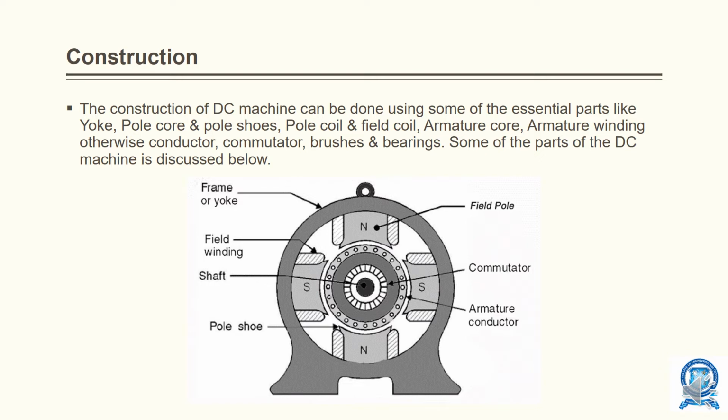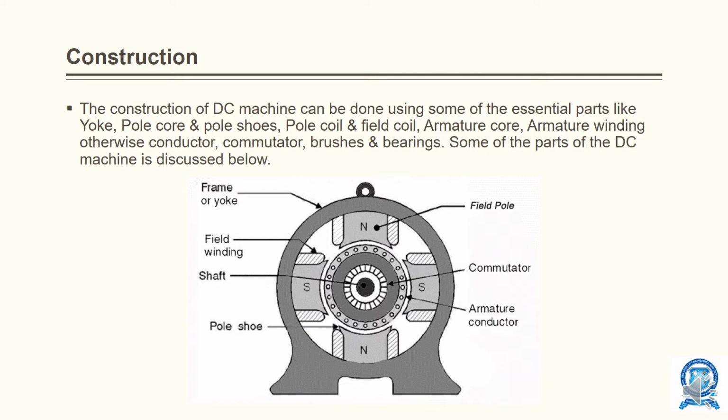The construction of a DC machine is done using essential parts like yoke, pole core and pole shoes, pole coil and field coil, armature core and armature winding, otherwise called the conductor, commutator, brushes and bearings. Some of the parts of a DC machine are listed below.